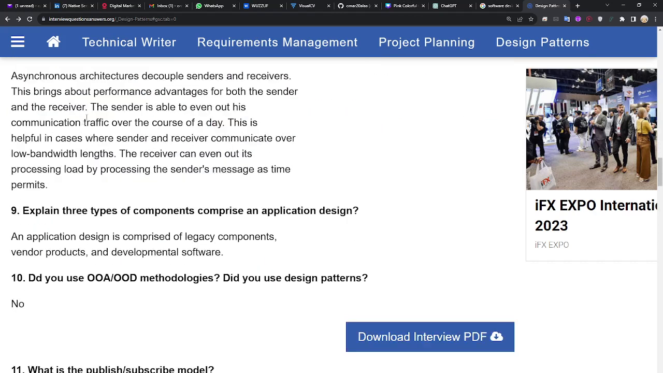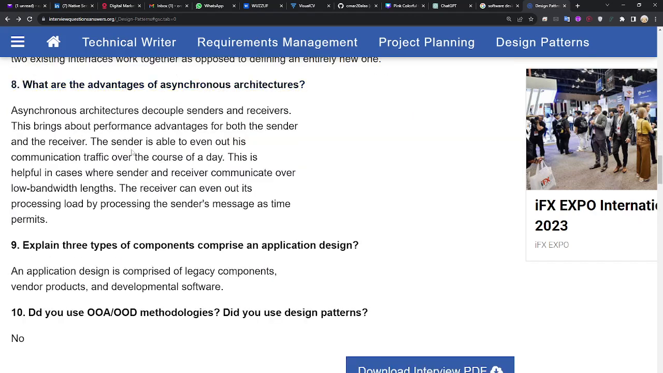What are the advantages of asynchronous architecture? Asynchronous architecture decouples the sender and receiver. This brings about performance advantages for both.